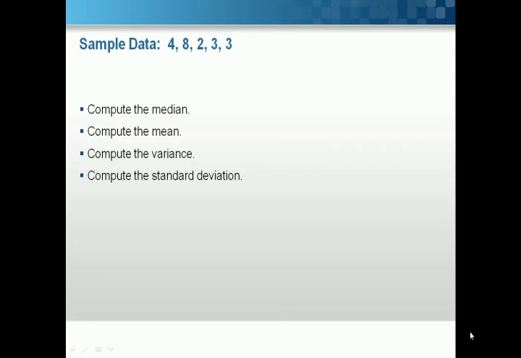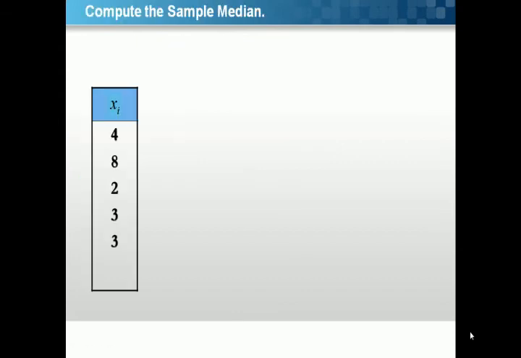Those first two measures, the median and the mean, look at where the center of the data are. The second two, the variance and the standard deviation, are pretty close to the same thing, as you'll see, with one minor difference, but they measure how spread out the data are.